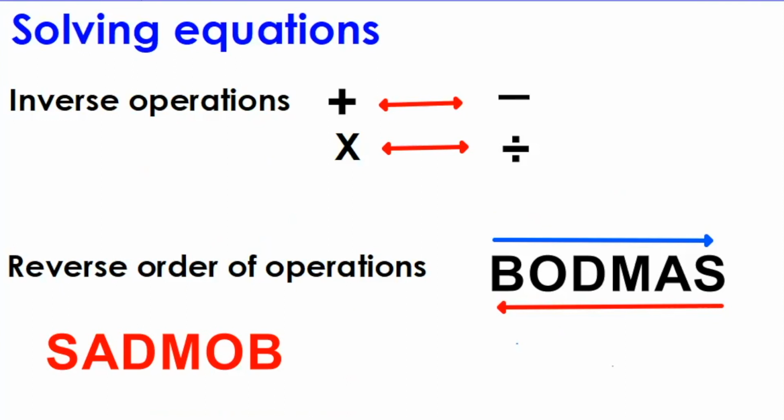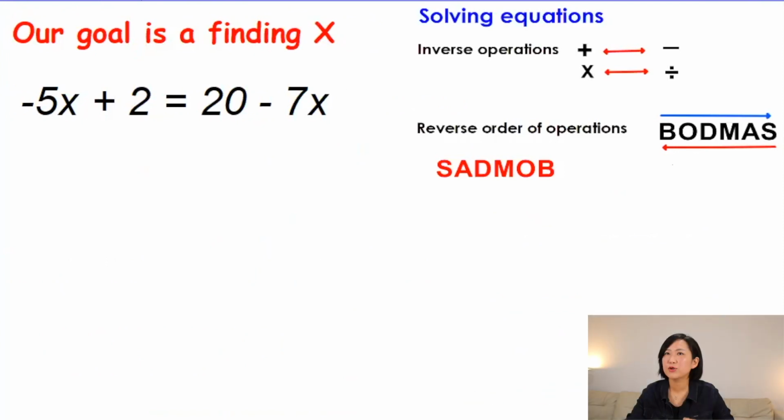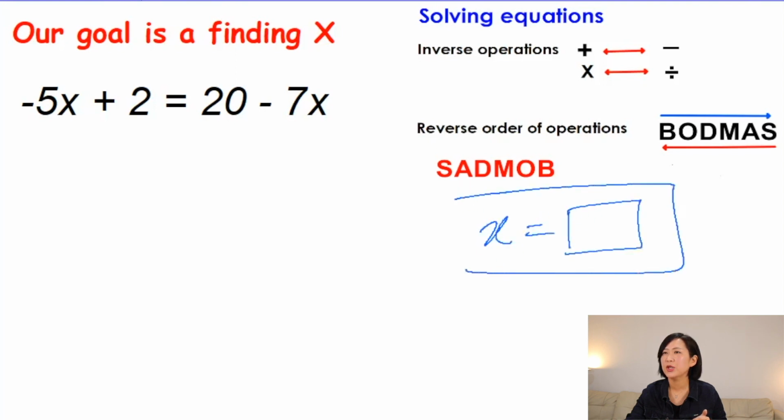When you undo the operations, you must start with adding and taking away, then undo the times and division. Now, let's try to solve the equation, okay? When you solve the equation, our goal is always finding x. So we've got minus 5x plus 2 equals 20 minus 7x. Finally, we have an equation, not expressions, right? Now what we need to do is undo the operations, and then finally get x equals something. That is our final goal.